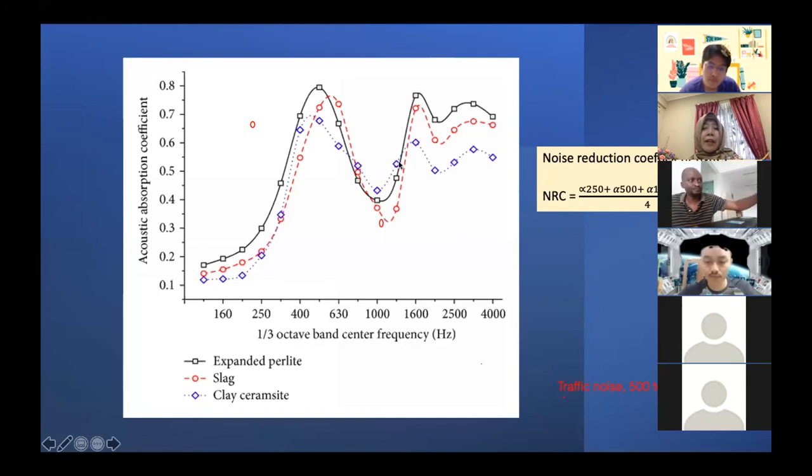if your reading is only up to 1600, you cannot get the value of NRC. But if you got the value up to more than 2000, then you can get NRC. Martin, your reading is only up to 1600 because you use a large diameter. If you want to get more, then you need to cut your sample to a smaller one. So you will get the value up to 4,000, and then you can calculate NRC here.